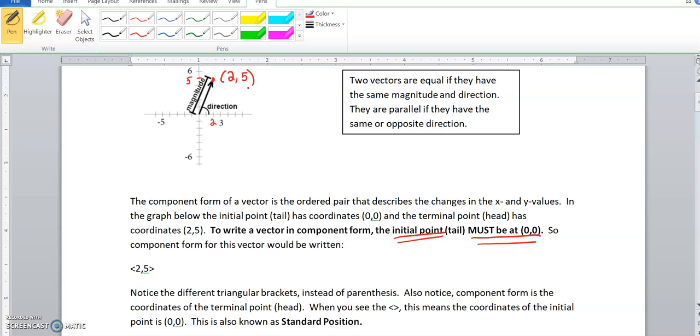But when we write it as a vector, we don't put parentheses 2, 5 like a parentheses x, y. The component form of a vector uses this notation with the triangle brackets. As soon as you see triangle brackets like this, we are now talking vectors. We're not just talking about a point on the graph, but rather a vector that starts at 0, 0 and ends at the x, y coordinate. So in this case, if we see vector triangle brackets, we start at 0, 0, we find point 2, 5, and we draw a line straight over to it.